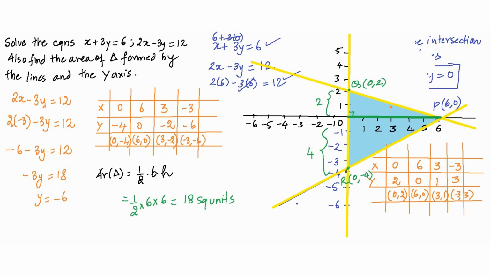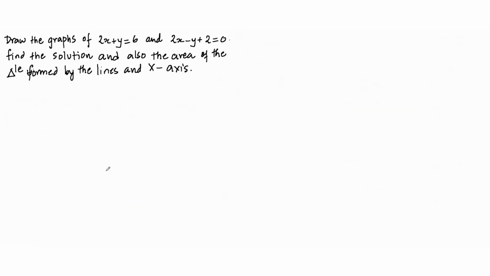Okay, let us now take the next question. Okay, let's consider this question. Draw the graphs of 2x plus y equal to 6 and 2x minus y plus 2 is equal to 0. Find the solution and also the area of the triangle formed by the lines and the x-axis.